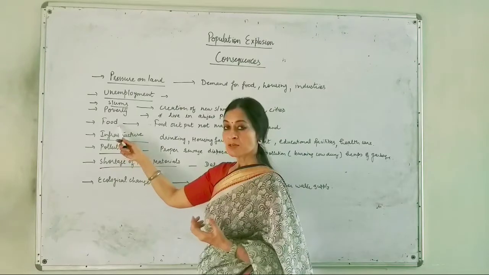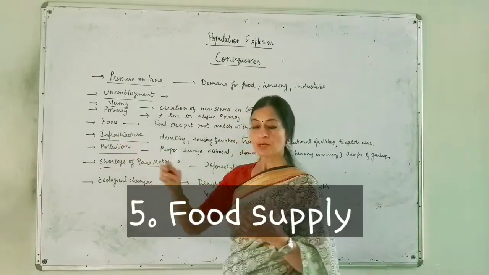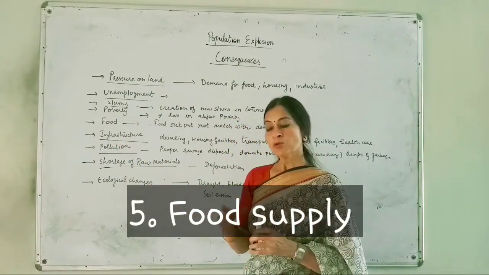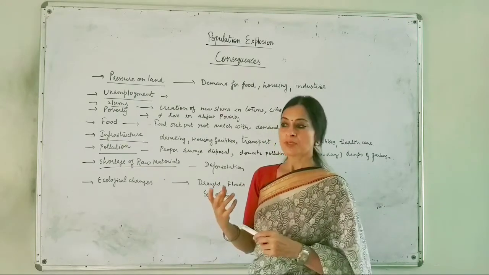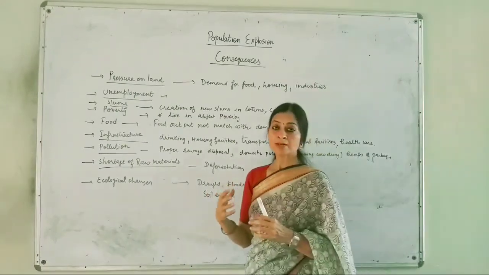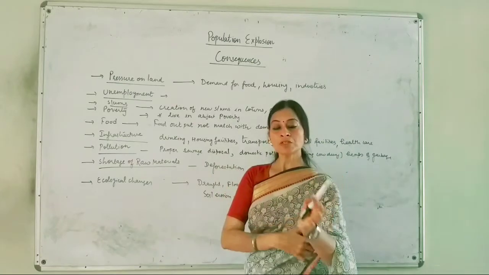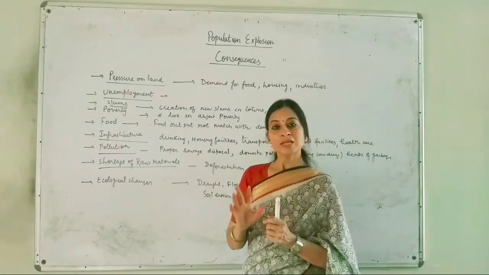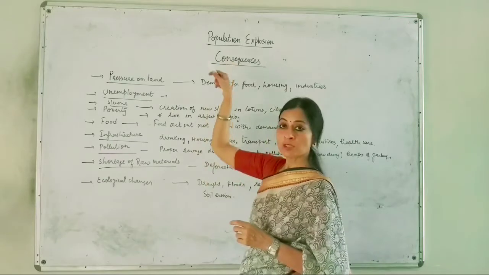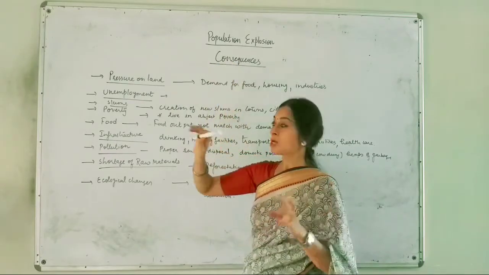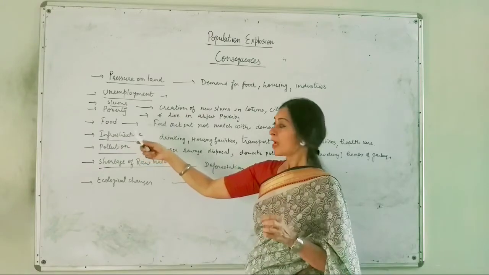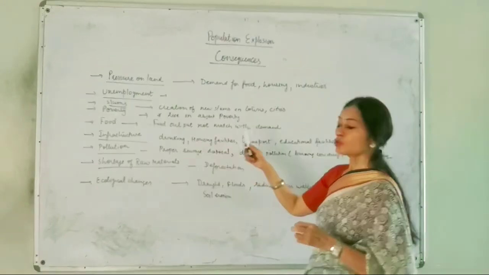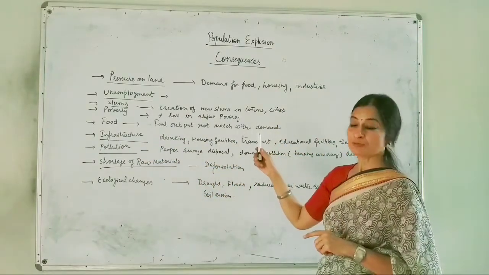Next is the food supply. Because the land is limited, although we have better agricultural facilities and the farmers are trying to cope with all the demand, still, because the population size is so large, the food demand is always growing and the food output does not match the demand.